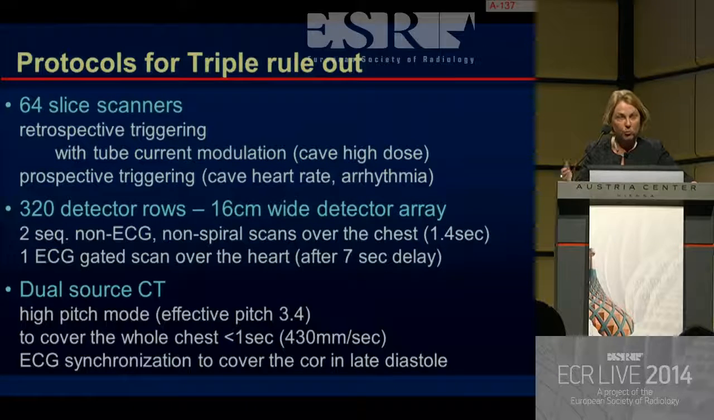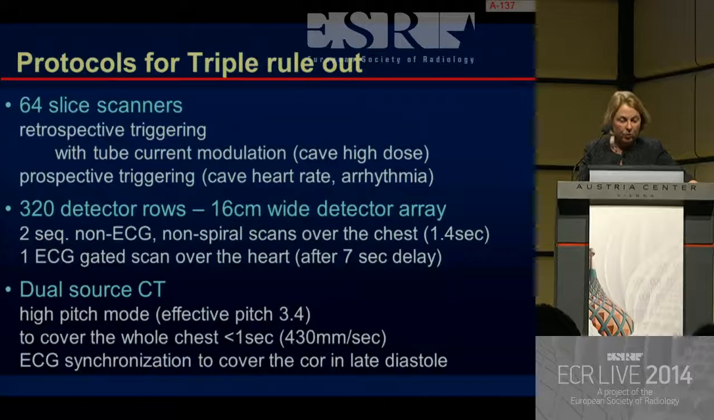If you have a more modern scanner, like a 320 detector row with a more than 60 centimeter wide detector array, then protocols which have been suggested in the literature are that you do 2 sequential, non-ECG-gated, non-spiral scans over the whole chest with a delay in between of 1.4 seconds, just to cover the whole chest, and then a third ECG-gated scan only over the heart after 7 seconds of delay.